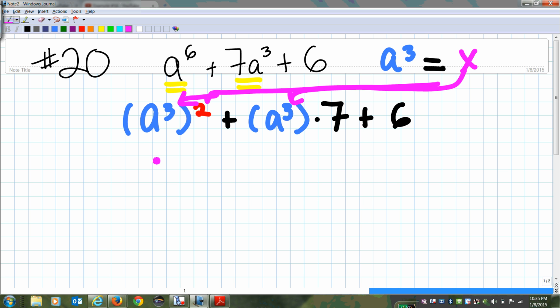So watch what happens here. We're going to end up with x squared plus 7x plus 6.